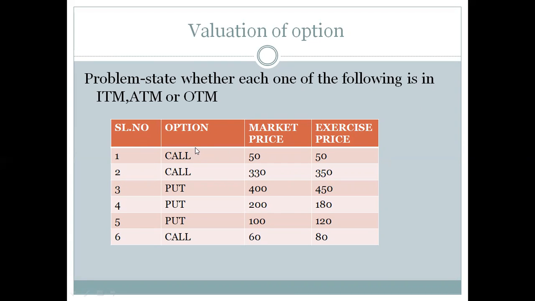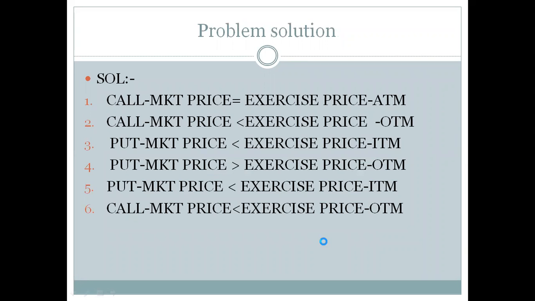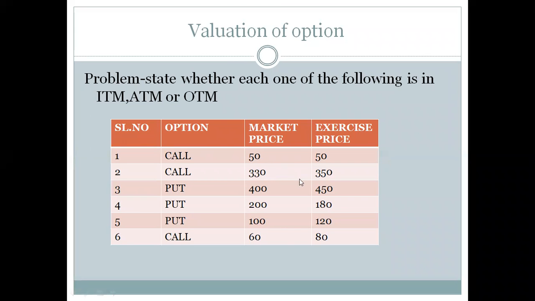Now call option, market price is given, exercise price is given. Again call option, market price, exercise price. For put option, market price, exercise price. Put option, market price and exercise price. Put option, market price and exercise price. Call, market price and exercise price. So by seeing these prices, we have to judge whether it is ITM, ATM or OTM.